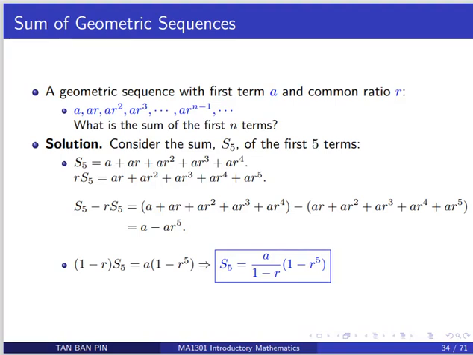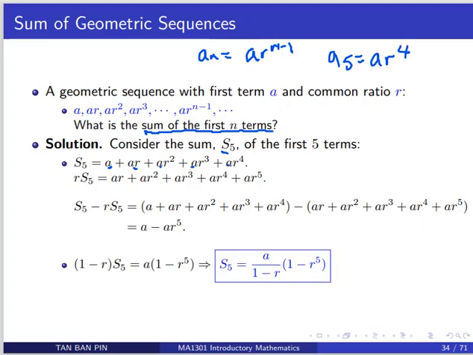We are now going to find a formula to find the sum of the first n terms of a geometric sequence. Let's look at a numerical example, S5. How to find the sum of the first 5 terms? We write down A1, A2, A3, A4, A5. Remember a_n is ar^(n-1), so A5 is ar^4. So we stop at ar^4.